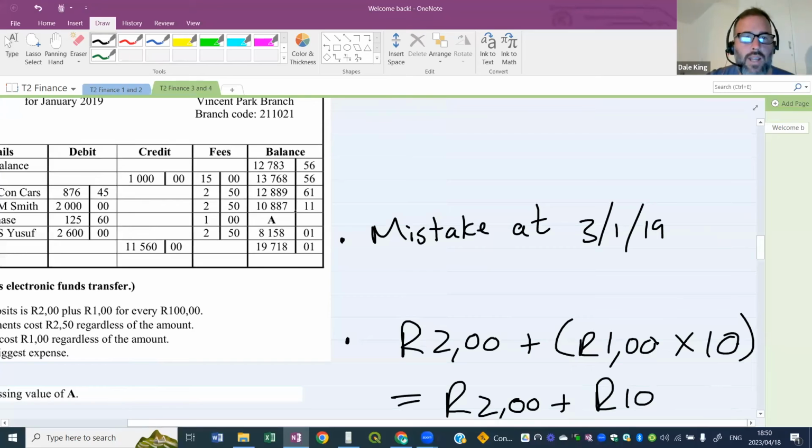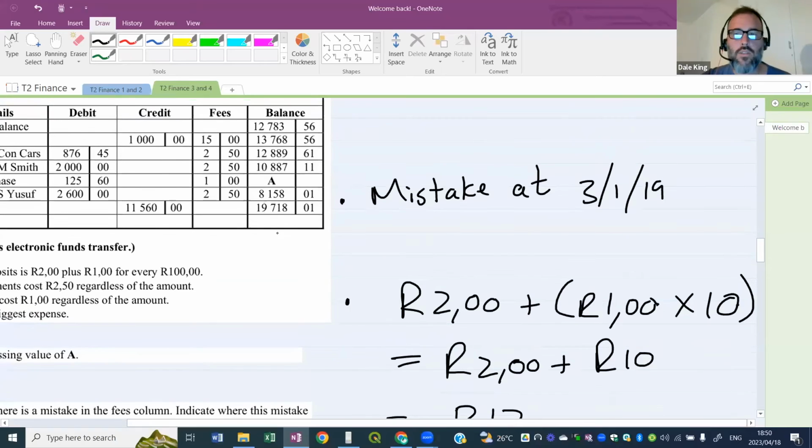How are we going to correct the statement at the end, the last one? How are we going to do that, guys? Surely there's an easy way. We're not going to redo all the calculations, guys. Surely there's an easy way.